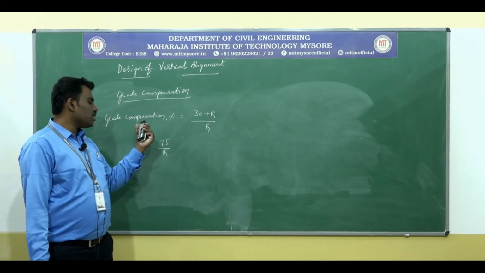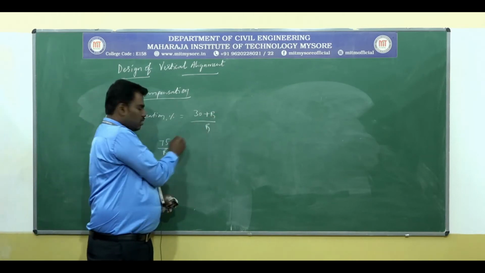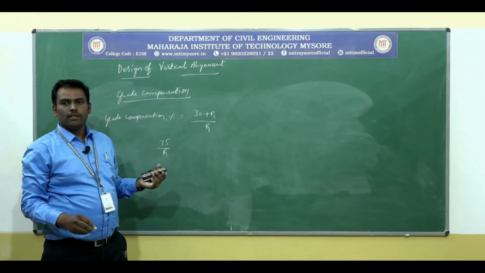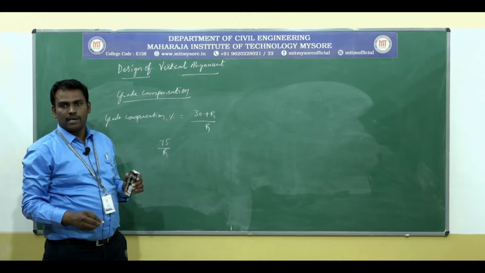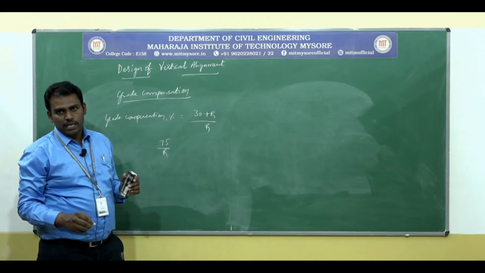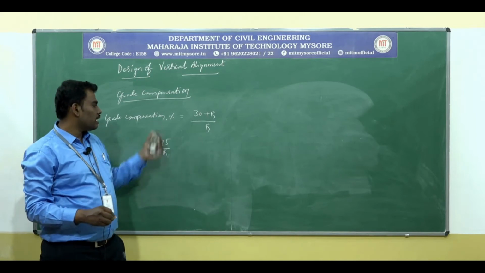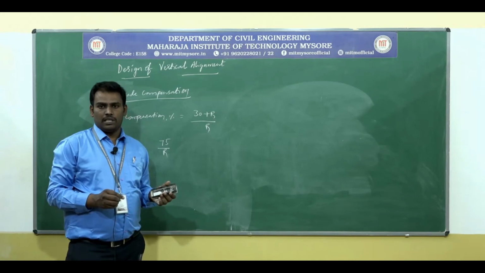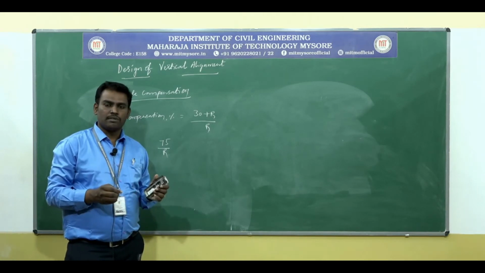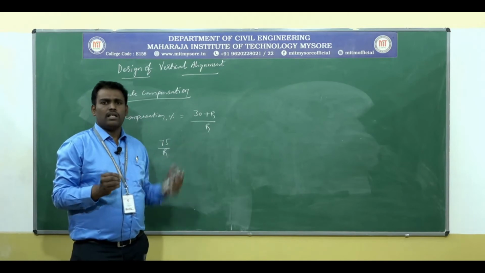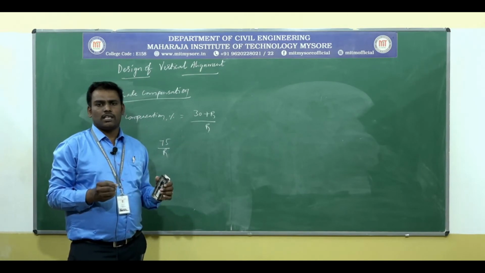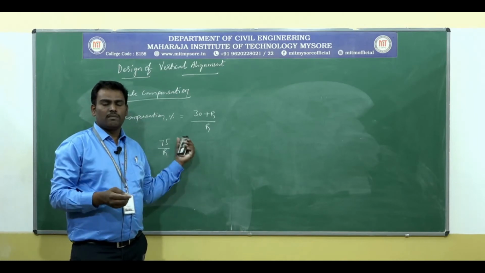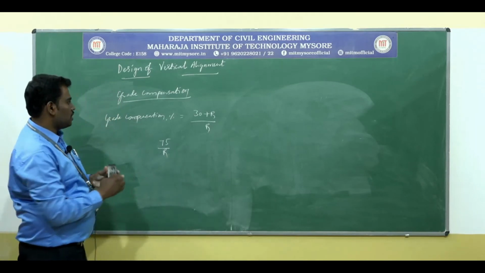If the grade compensation from the equation (30 + R) divided by R exceeds 75 by R, then you limit the grade compensation to 75 by R only. This is regarding grade compensation. We have a numerical problem on grade compensation, which is very simple, and this type of problem is usually asked in competitive exams. Next I'll move on to the numerical problems.